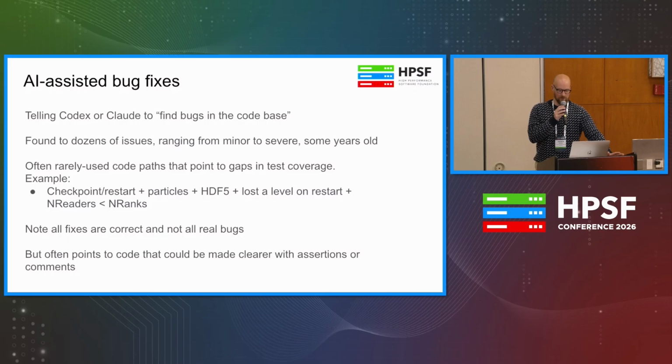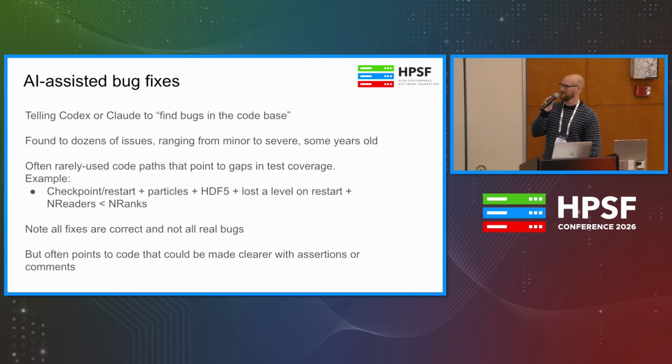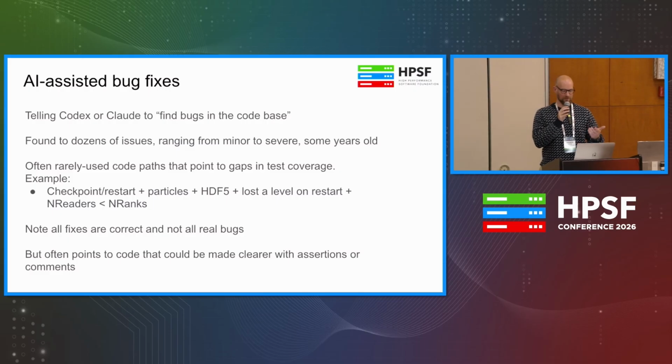An example of one was you had to be doing a checkpoint restart with particles using the HDF5 backend. You had to have a different number of levels in the file than in the simulation you were trying to run. And you had to be trying to read on fewer MPI ranks than you were using in the simulation. We didn't have a test for that, but in response to these bugs, we wrote one.